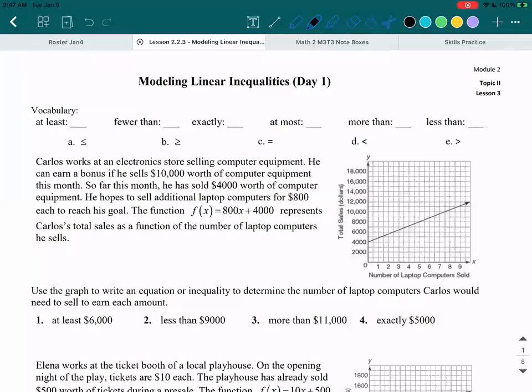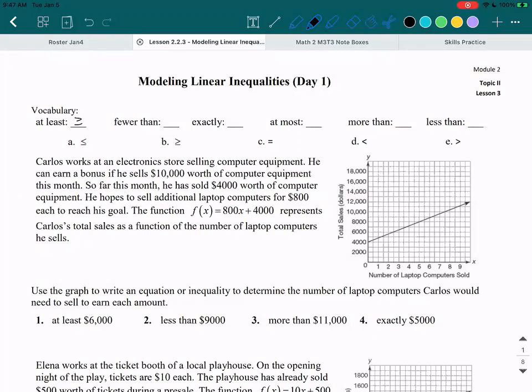All right, so we are on modeling linear inequalities day 1, and we have a few vocabulary words. Whenever these words come up, you can know what symbol to use. For the first one, if you have the words "at least" in your problem situation, you will likely want to use the greater than or equal to symbol. So at least is greater than or equal to, because that means you want more, but also equal to.